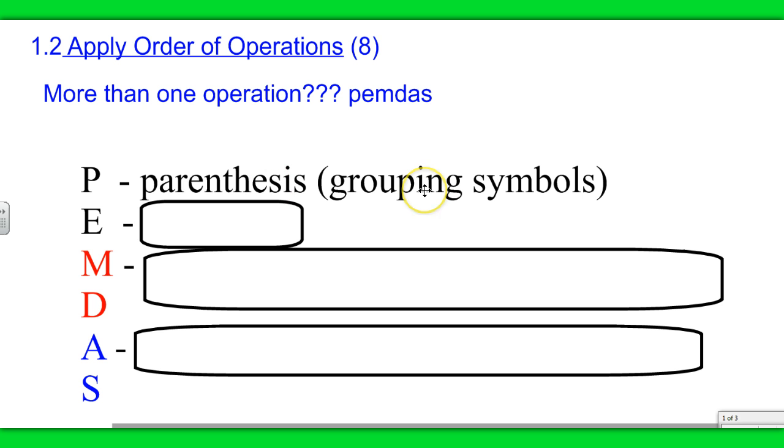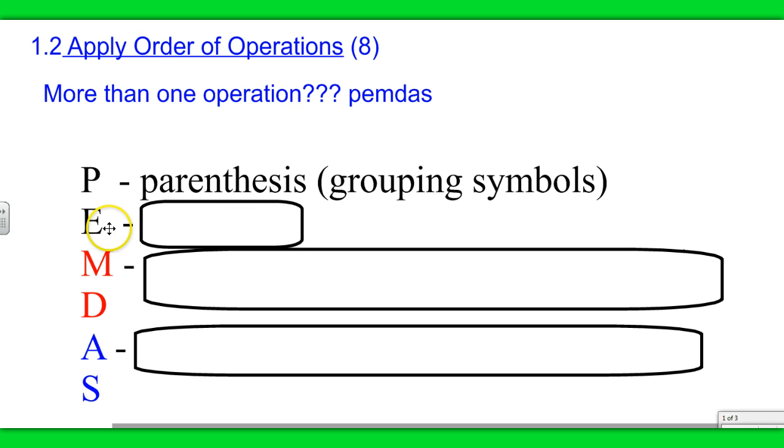So it could be a big old fraction bar. It could be brackets. You may have multiple parentheses. In that case, you go to the innermost parentheses, right? But in any case, we're looking for any kind of grouping symbol. A square root symbol is a grouping symbol. That's called a radical. So there are a lot of different grouping symbols. And so P represents all of those.